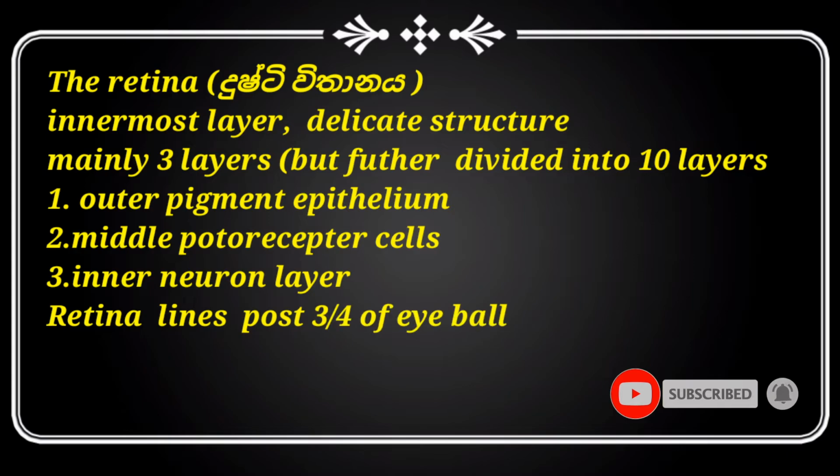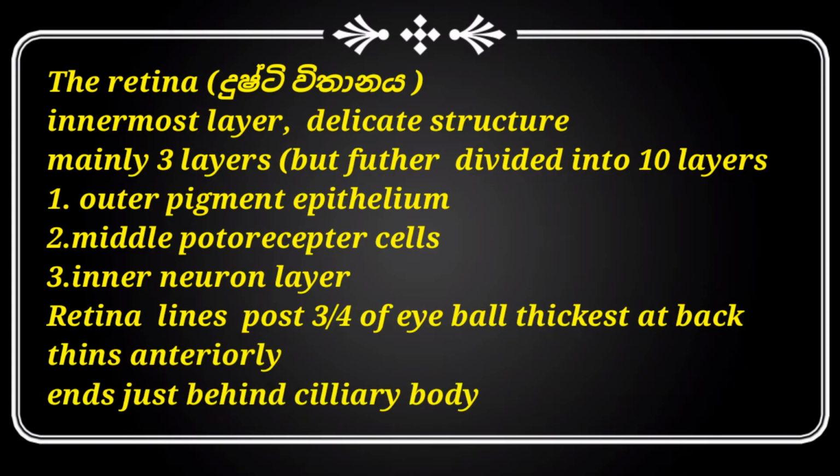Retina is the innermost layer and a delicate structure, mainly 3 layers, but further divided into 10 layers. The 3 layers are the outer pigment epithelium, the middle photoreceptor cells, and the inner neuron cell layer. Retina lines the posterior 3/4 of the eyeball, is thickest at the back and thins anteriorly, and ends just behind the ciliary body.